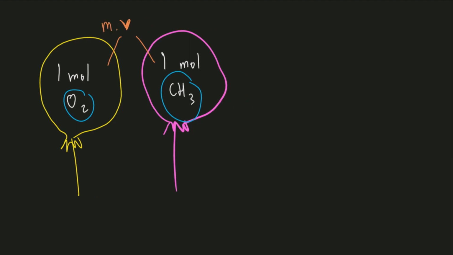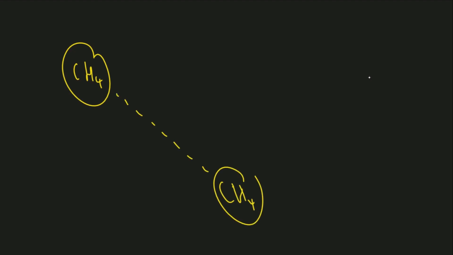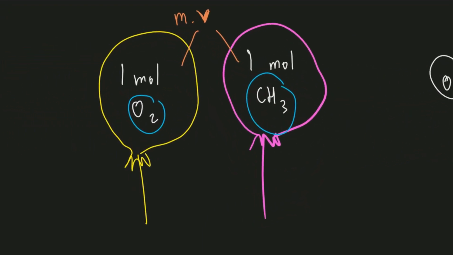How is this possible? This is because we assume that for gaseous particles, the gas particles are very far apart. They are so far apart that we assume there is negligible force of attraction between the particles. There's no force of attraction between any 2 gas particles. This means it doesn't matter if it's an oxygen molecule or a methane molecule, because neither has any significant force of attraction between the gas particles. And so the volume occupied by both would be the same.